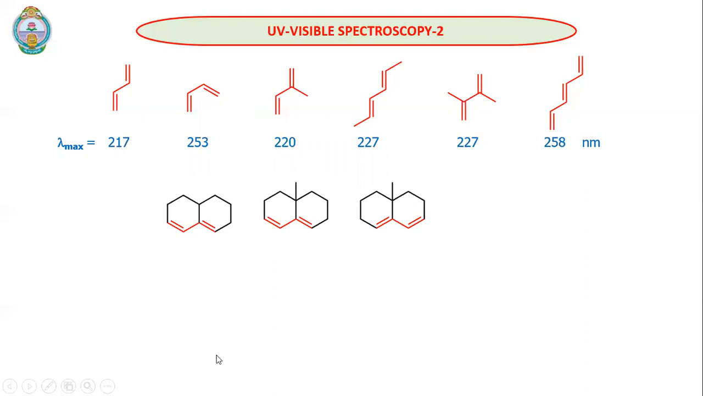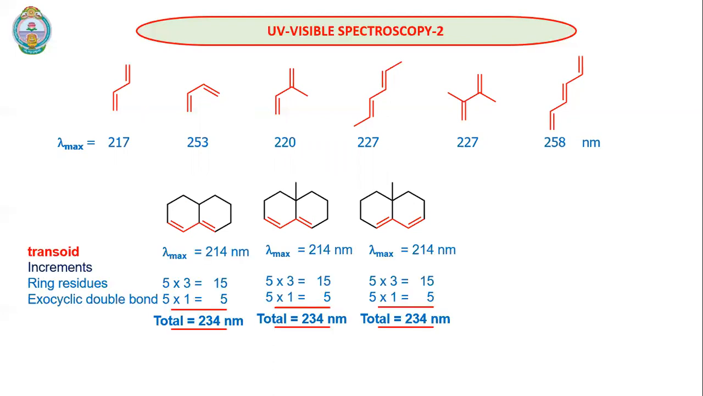In the beginning, I said UV-visible is of little use in predicting the complete structure of the compound. This can be explained using these examples. The parent is a transoid. Here, the only difference is the methyl group, which is not present on the parent. Here, the difference is the position of the double bonds. When we calculate the lambda maximum values, we get the same values for these three compounds, but these three compounds are different, right?